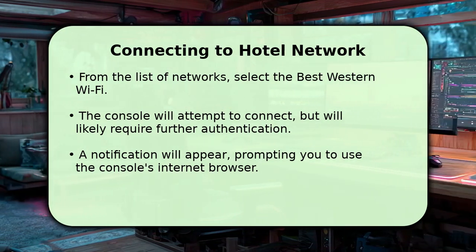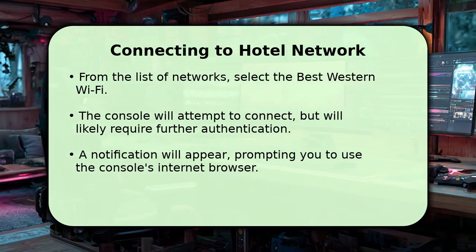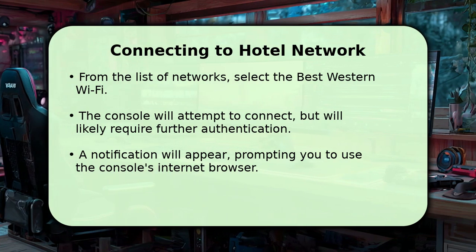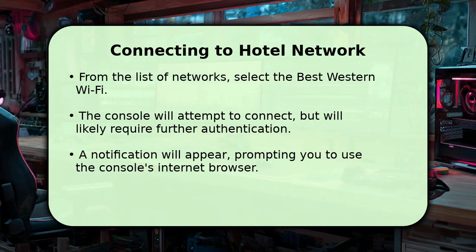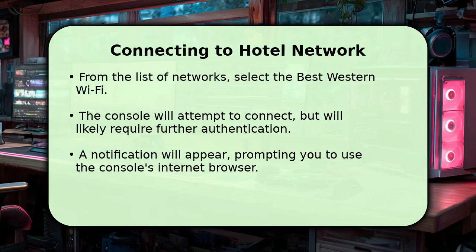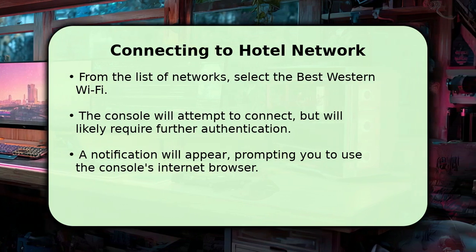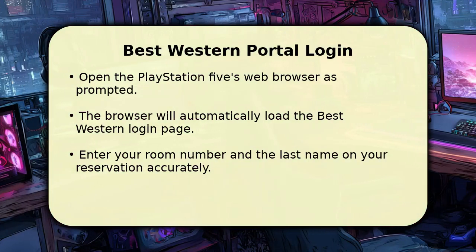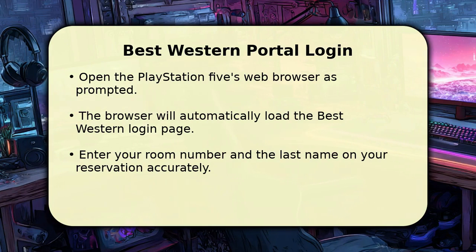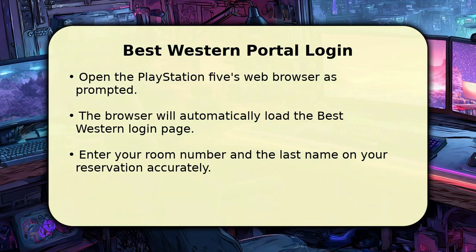It will likely show a message indicating that an internet connection is not yet established, but that's perfectly normal. A notification will then pop up, advising you to use the console's internet browser to complete the setup. This redirection is crucial for reaching the Best Western guest Wi-Fi login portal. When prompted, open the PlayStation 5's web browser, which should automatically direct you to the Best Western Wi-Fi login page.